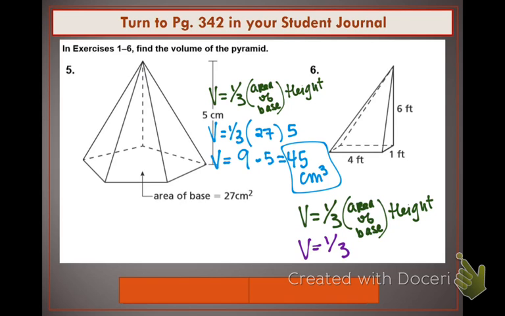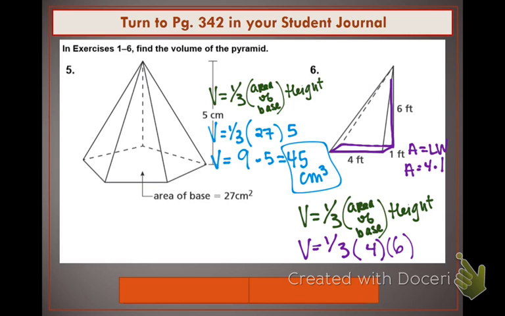All right. Number 6. What kind of base do you have? Rectangle. So area equals length times width. So 4 times 1, which is 4. And then the height of the entire pyramid: 6.